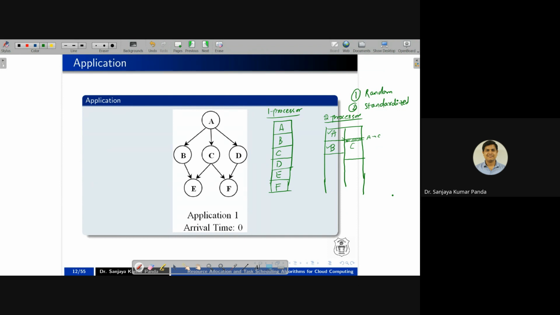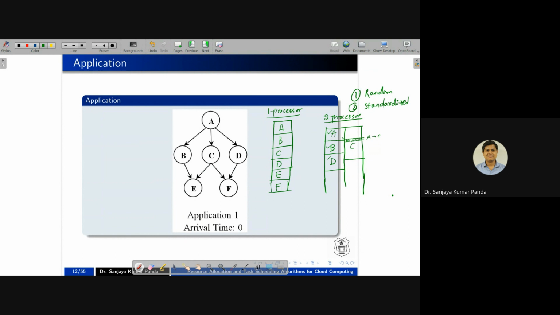So now once B is completed, I can start D. So I will start D here. Again, for D also you will not get any communication time because D's parent is A. So that result is already with this particular processor, so there is no communication time. Let's say D is completed here.